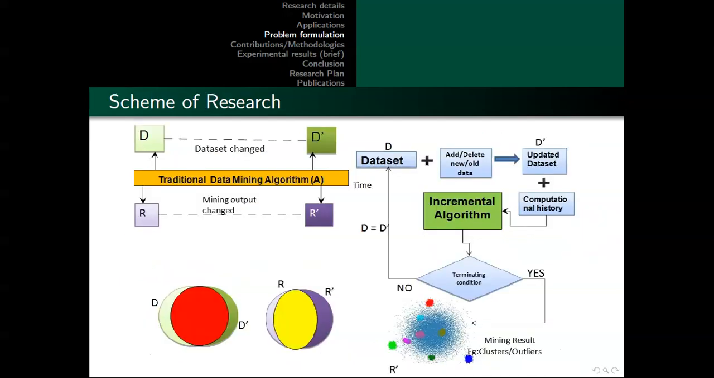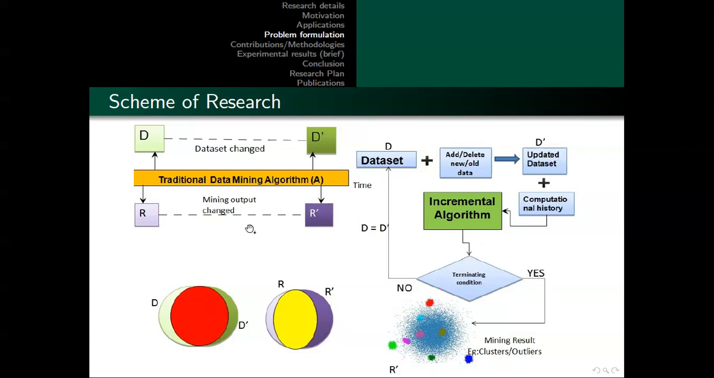So this is the scheme of the research. Suppose we have a data set called D, and some changes have been inflicted on the data set, and it changes to D prime. Now, if we apply the traditional mining algorithm, which is naive or non-intelligent rather, and cannot process dynamic data sets intelligently, it will produce a changed output. Let it be called R prime.